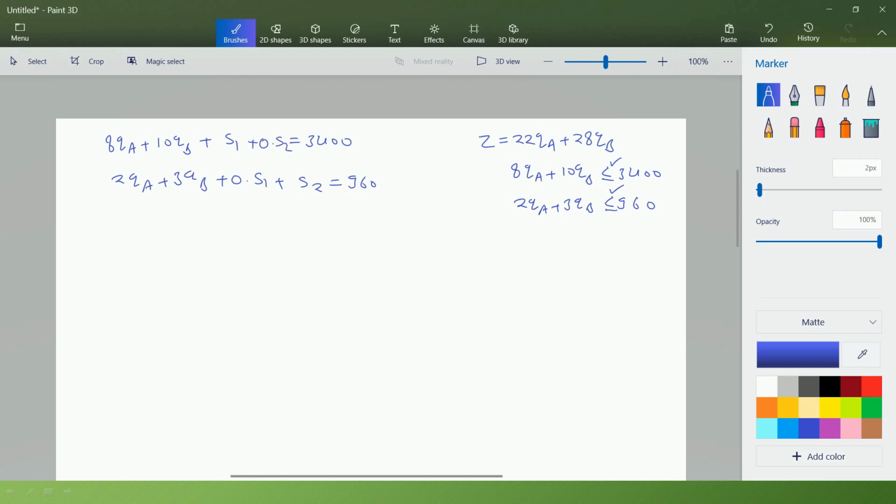So we have introduced two slack variables, S1 and S2. We have to add these two variables in the objective function also. So now the objective function can be written as 22QA plus 28QB plus S1 plus S2 multiplied by 0. Now let us develop the table.